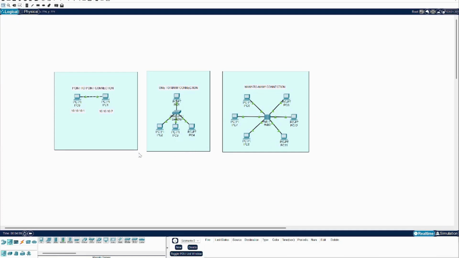Hello guys, welcome to my networks activity where I use the PCs to connect point-to-point connection, one-to-many connection, many-to-many connection.